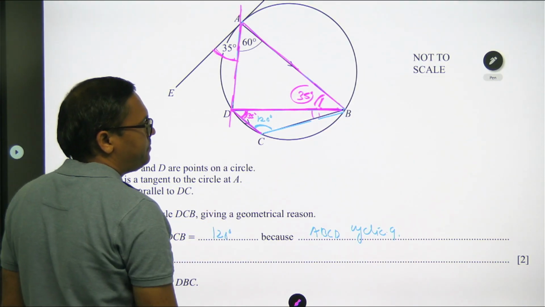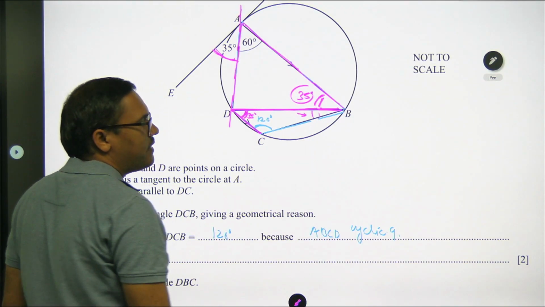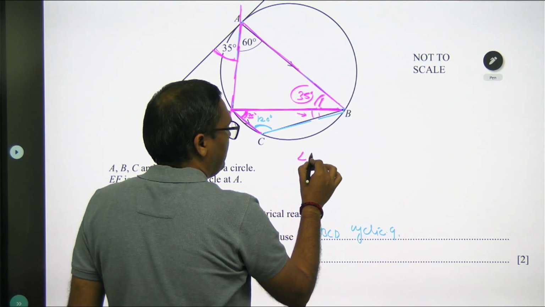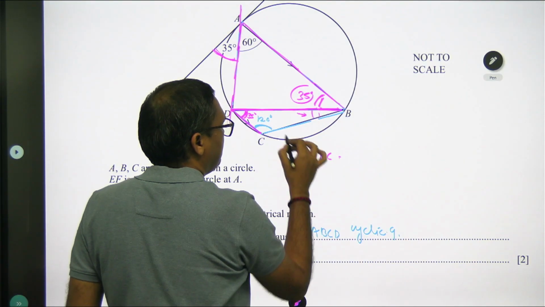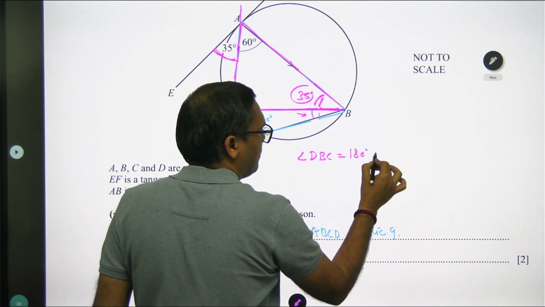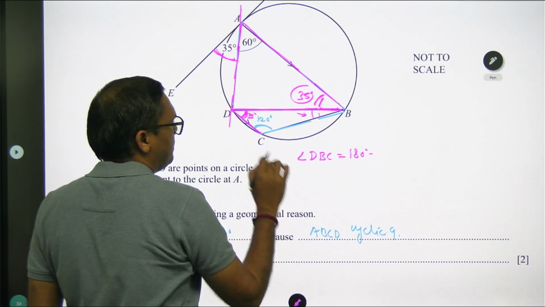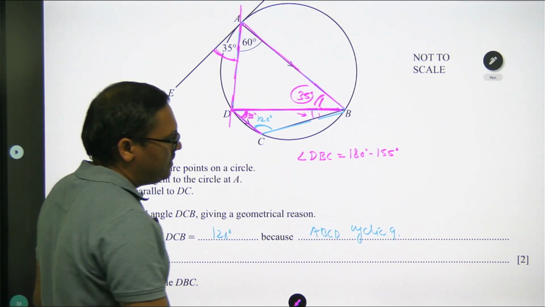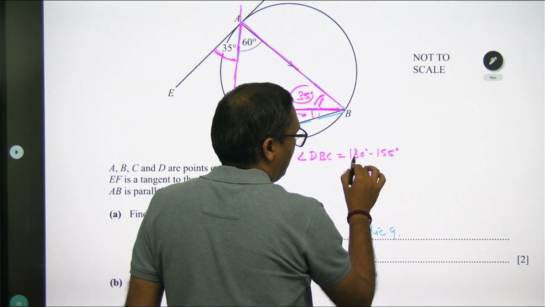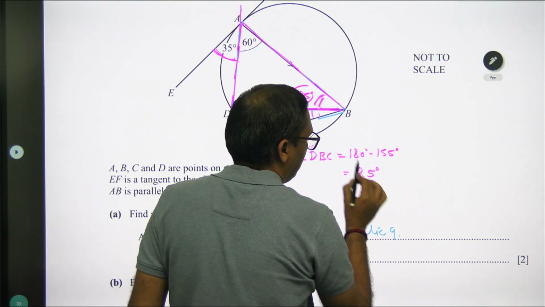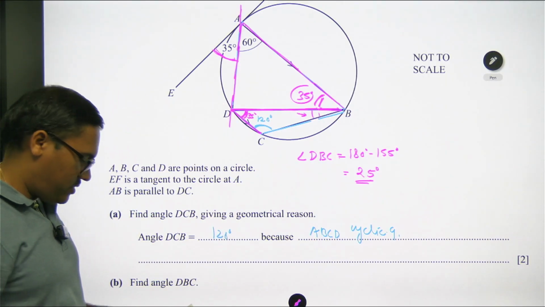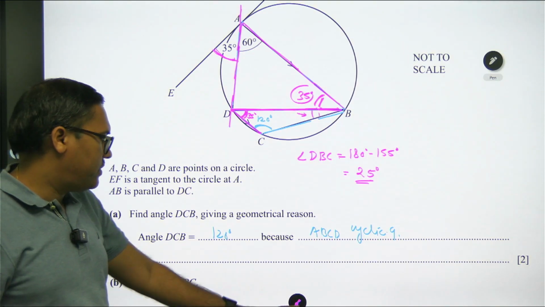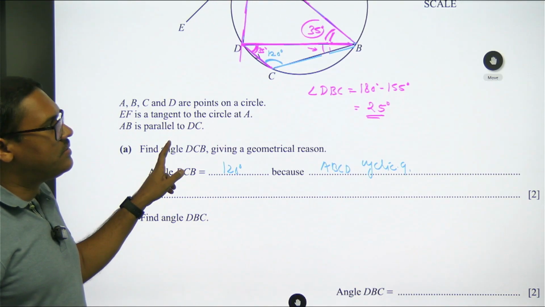If this is 35 and this is 120 degrees, I can easily find this angle because the sum of angles is equal to 180 degrees. So angle DBC will be 180 degrees minus the sum of these two angles. The sum of the angles is 155, so subtracting gives 25. So this is 120 degrees and this is 25 degrees. That is the correct answer for this question. This is how we can solve it.